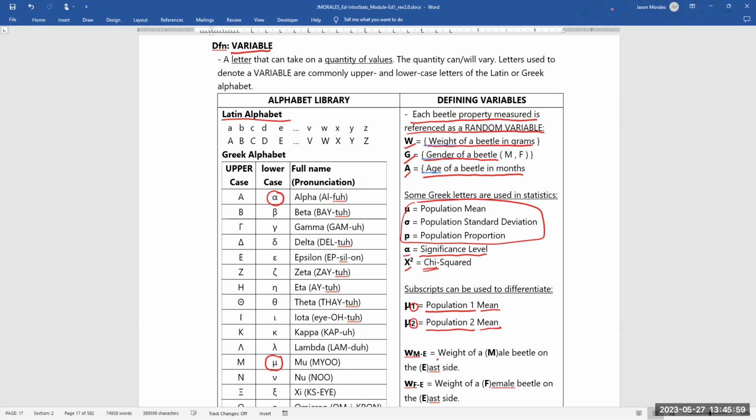So if we were looking at the weight of a beetle, we'd use lowercase w for a specific beetle. But as a subscript, if we wanted to label this weight as the weight of a male beetle on the east side of the accident, then we could use maybe W with a subscript M-E to stand for male and east. And we could then use W with a subscript F-E to mean the weight of a female beetle on the east side. So using variables is a really powerful way to kind of work with these ideas in a mathematical sense, and we can label them however way we need to.